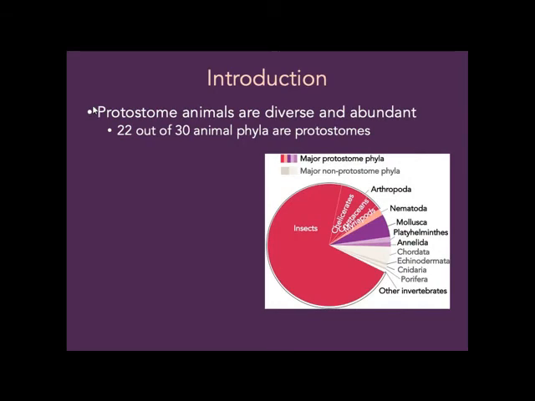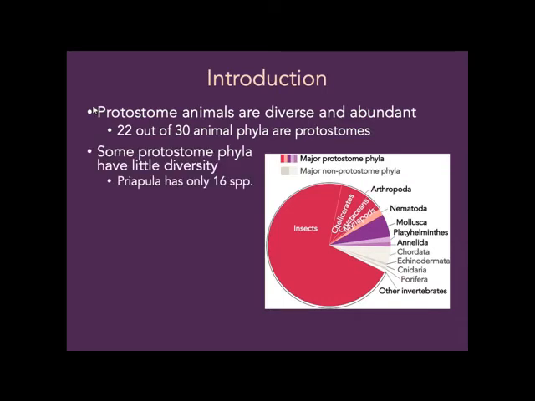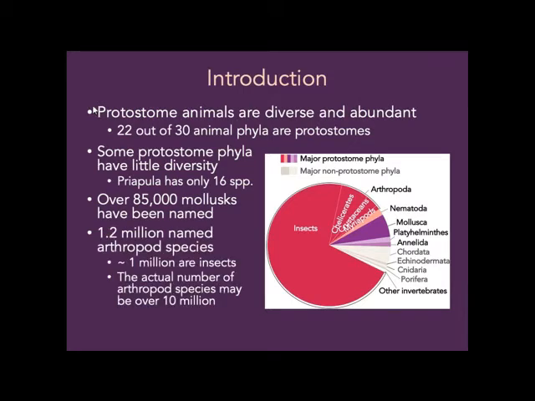All right, so protostome animals are diverse and very abundant. We are talking about 30 animal phyla, at least in this class, and 22 of them are protostomes. There are some protostome phyla that have very little diversity. The priapulins were given that name because the people who found them thought they looked weird and penis-like. There are only 16 priapulins. There are, however, over 85,000 mollusks that have been named, and 1.2 million arthropod species that have been named, and 1 million of those are insects.